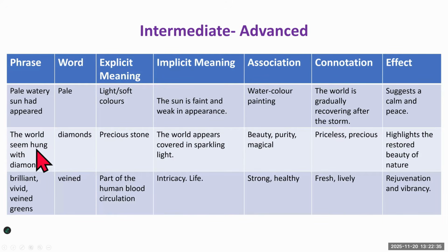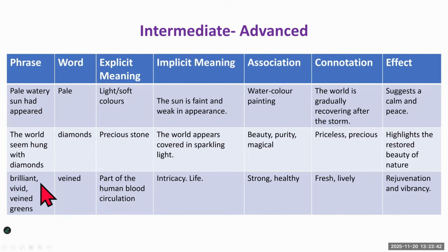The next phrase, the world seemed hung with diamonds. We zoomed in on the word diamonds. Explicitly, it refers to a precious stone. The implicit meaning is that the world appears covered in sparkling light. So the association is of beauty, purity, a magical moment. And the connotation is that the beautiful scenery is priceless and precious. The effect is to highlight the restored beauty of nature.